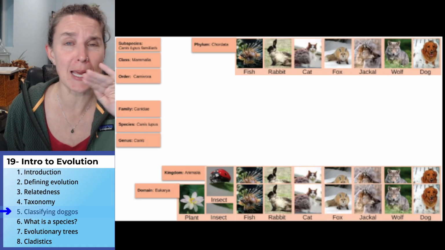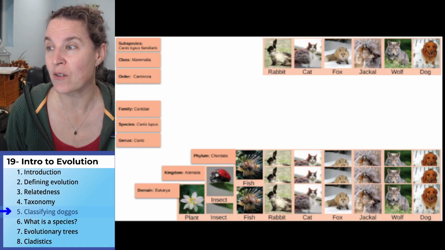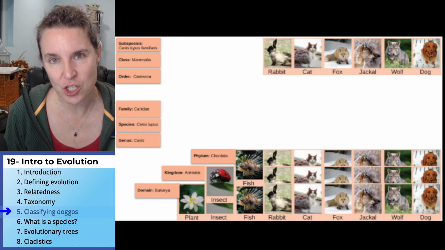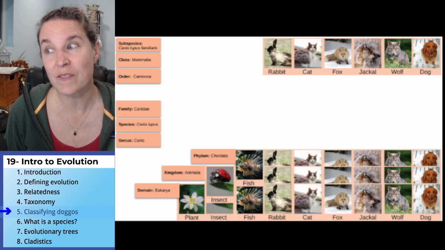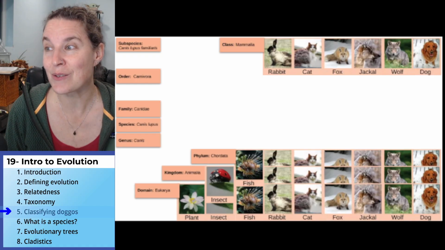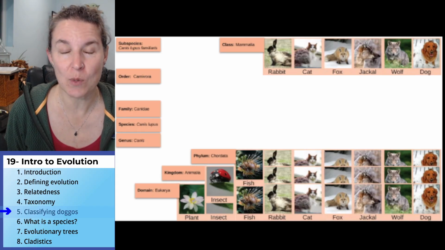No need to memorize anything right now. You're just seeing the patterns. Let's move those down. Now we got rid of the fish. And now we have, look at all these little furry things. All of these have fur. What class do you think they're in? Those are all mammals.